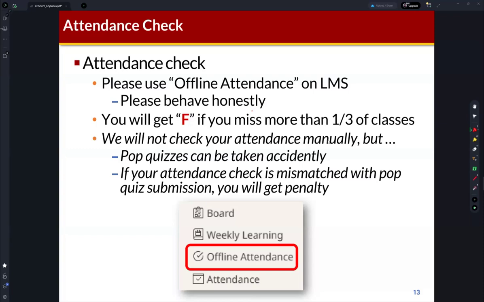As I mentioned, we will not check your attendance manually, but sometimes we will take pop quizzes, okay? Pop quizzes can be taken accidentally. And then if your attendance check is mismatched with the pop quiz submission, then you will get a penalty, okay? Please be honest.